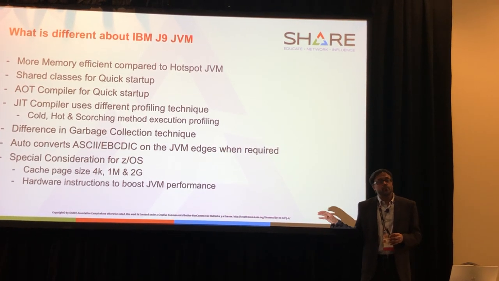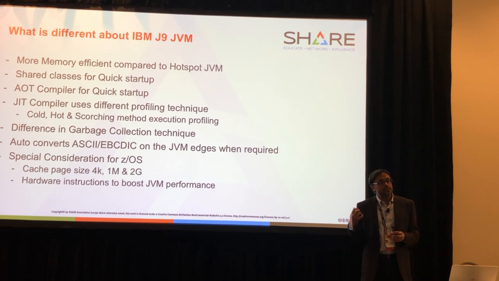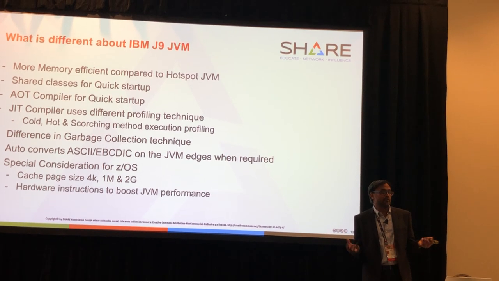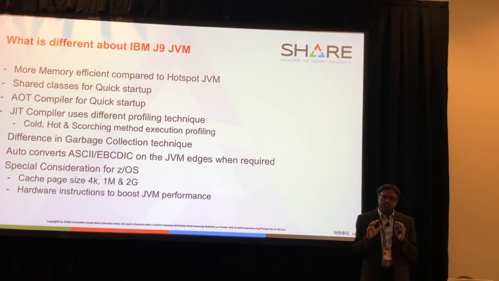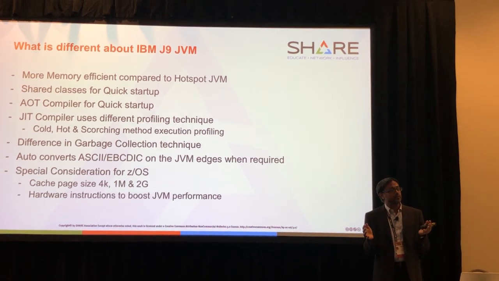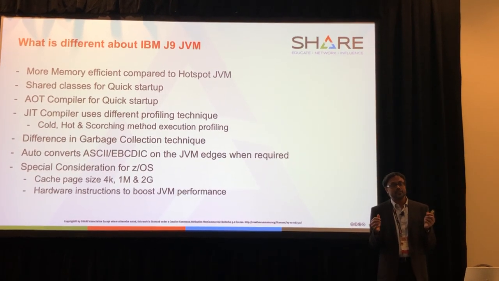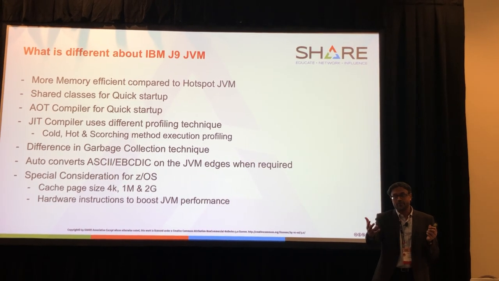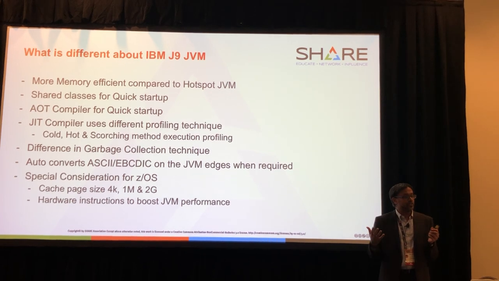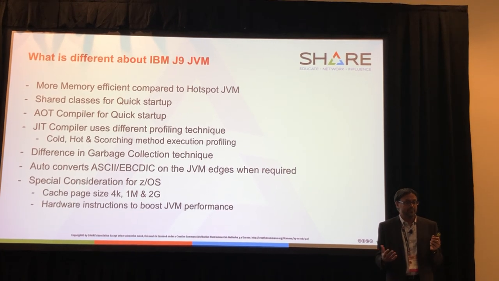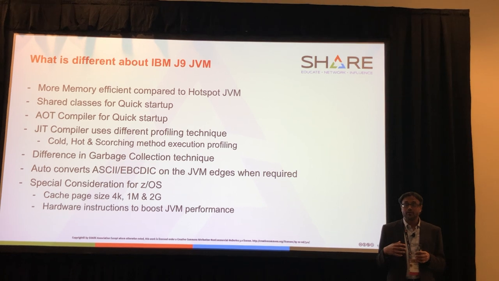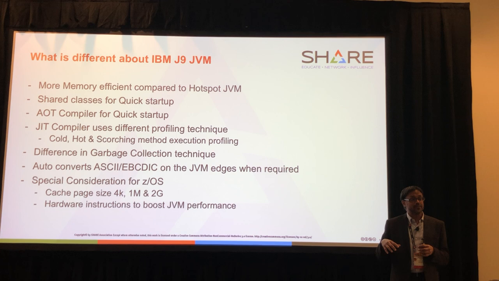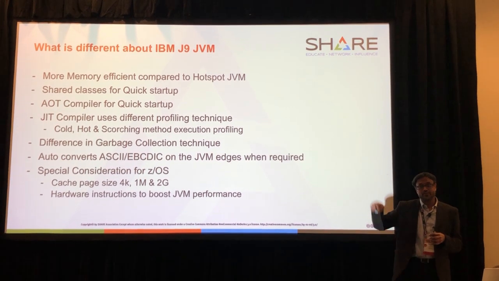And then one of the very important things on z/OS is that the JVM is supposed to be Unicode. It's meant to run on a different platform, but on z/OS we have an EBCDIC code base. So this is a very smart JVM. On the edges, it converts things between ASCII and EBCDIC. For example, if somebody is making a TCP/IP socket call to your Java program, they're probably coming from a Linux platform and all that data is ASCII. But by the time it comes to IBM's J9 JVM on z/OS, your program will receive it in EBCDIC. So on the edges it is doing the conversion.